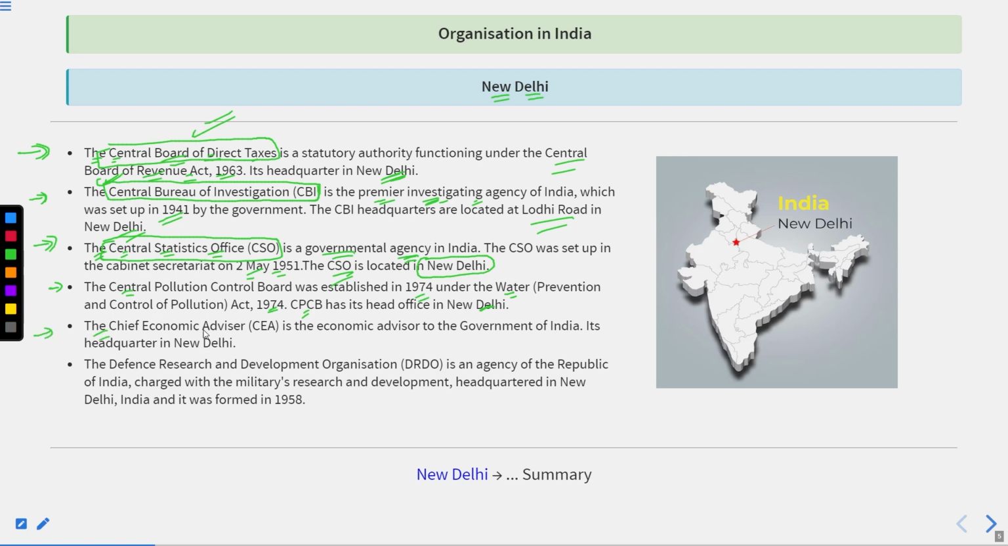Then we have the Chief Economic Advisor, CEA. This office is actually the Office of the Economic Advisor to the Government of India, and it is headquartered in New Delhi.